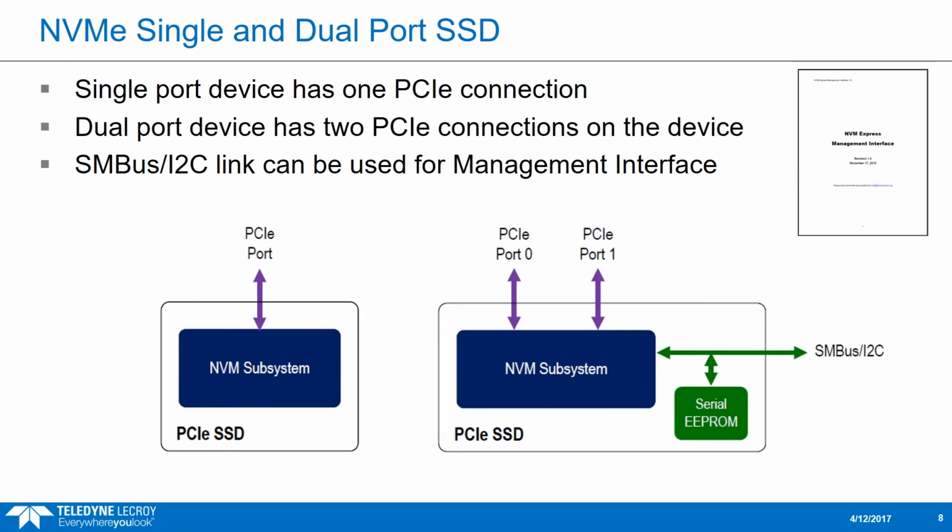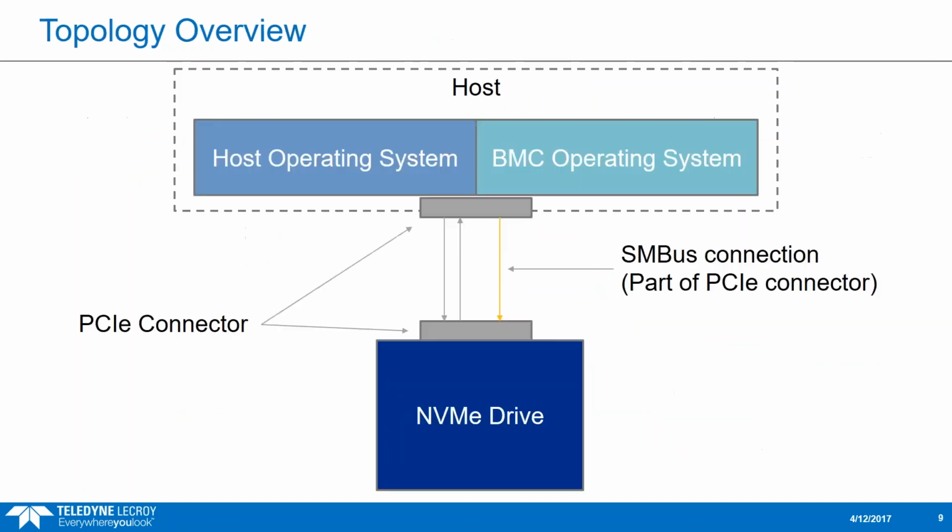Now, if one or both of those links went down and you wanted to be able to identify what was happening with the drive without having some external interface, then you wouldn't be able to see that. But the drives are also coming with an SM bus or an I2C link, which can be used for management interface. And the diagram here shows on the left a single port device with a single PCI Express link. And then on the right we have a dual port device, but it has an EEPROM with the management endpoint controller connected to the SM bus connected to the system. So this is all going over the same PCI Express connector. There is an SM bus pin on that.